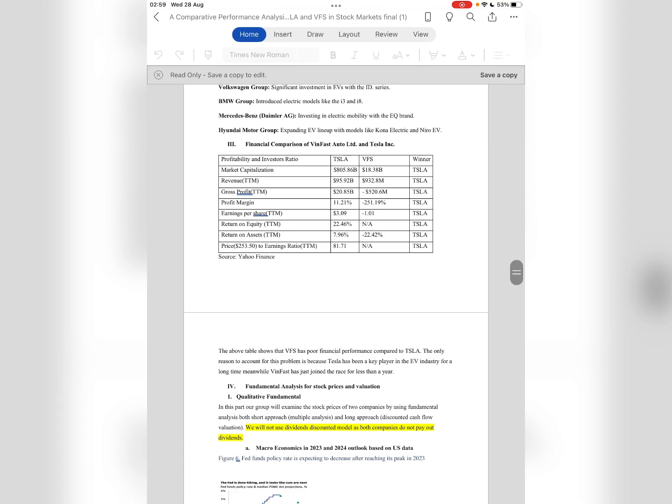Next is the financial comparison of VinFast Auto Ltd and Tesla. Here, I also created a table including different indexes, for example, market capitalization, revenue, gross profit, profit margin, EPS, return on equity, return on assets, and the price to earnings. Just a reminder, most of the numbers you get on Yahoo Finance will be stated as TTM. TTM stands for trailing 12 months, which means they are the numbers that have been updated for the last 12 months only.